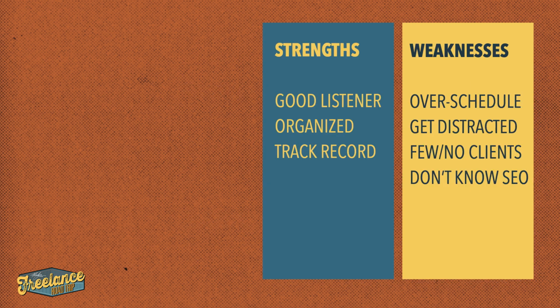Examples of strengths: somebody's a good listener, they're very organized, they have a really good track record of assessing what their audience, what their customer base needs, and creating products that address those needs and thereby getting good sales, or they've got a really good track record of client success because of the work that they've done. Those are strengths. Weaknesses might be they have a tendency to overschedule and be distracted. They might have trouble finding clients. Maybe one of the weaknesses is that they're a website designer and they don't know search engine optimization, SEO, to even implement it well for their own business.